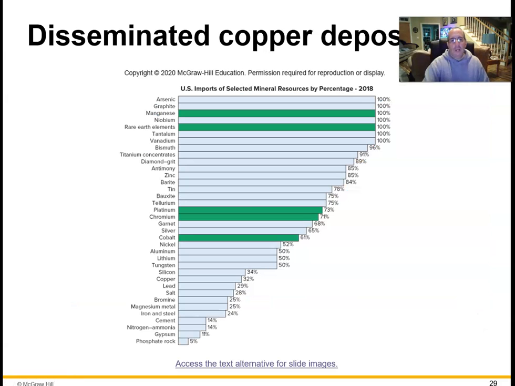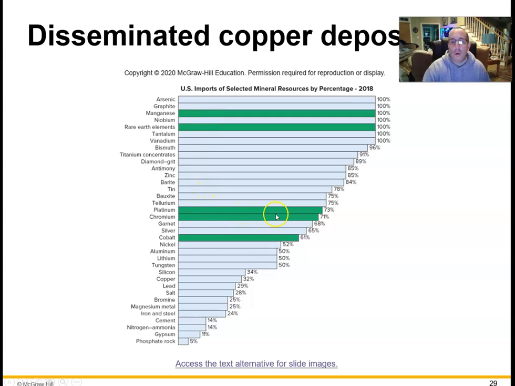Copper deposits, again, this is a chart of all minerals that we import as a country, United States. The green ones are those strategic ones it mentions in your textbook. Strategic mineral deposits are ones that are very critical to our defense as a country. Yet you see two of these up here, we import all of them. We don't have any mines here that produce these, manganese and rare earth metals. We import 100% of what we use.